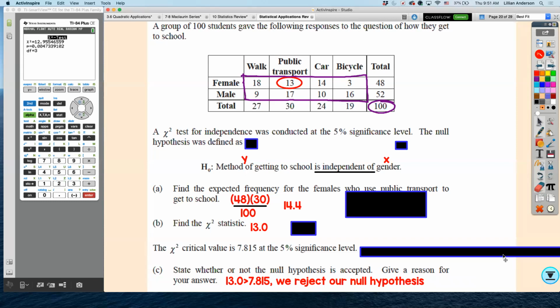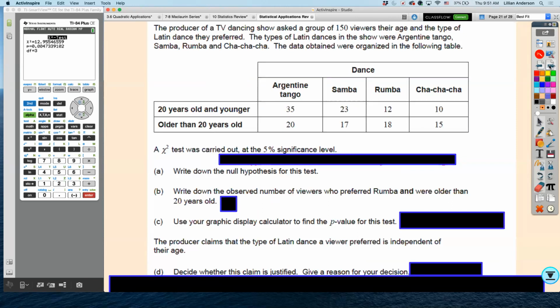Everyone good? Yes, ma'am. Then I want you guys to try this one on your own. Okay? Don't worry about writing down the whole problem. Just go ahead and start writing down the null hypothesis, finding, so on and so forth.